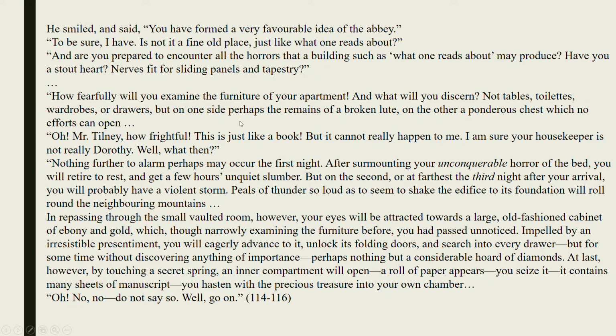You are consciously converting your reality into a book, and Henry is here playing into that. So she's clearly excited, she's clearly amused, she's clearly titillated by what Henry's telling her. We have a bit more foreshadowing. We have a violent storm, which happens in the book, happens in the story. And then we have the cabinet, the inner compartment. Here it is. Yes, the cabinet with an inner compartment, which she opens with a roll of papers, which she seizes.